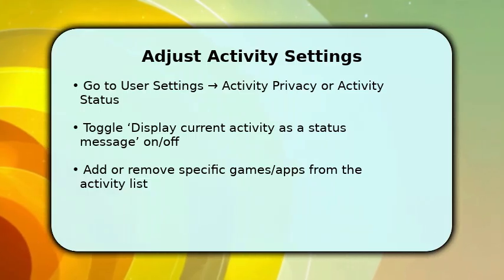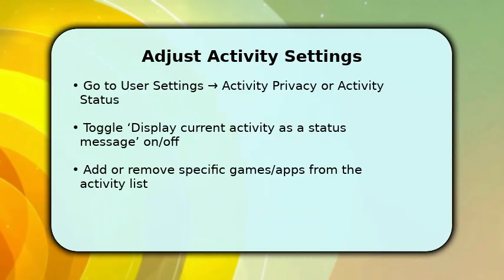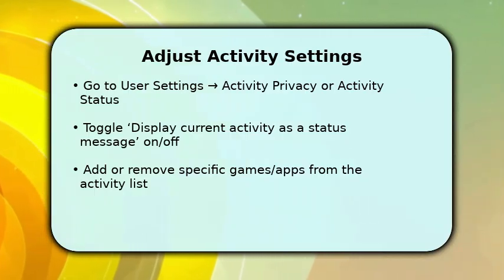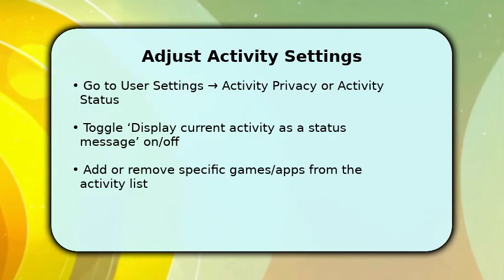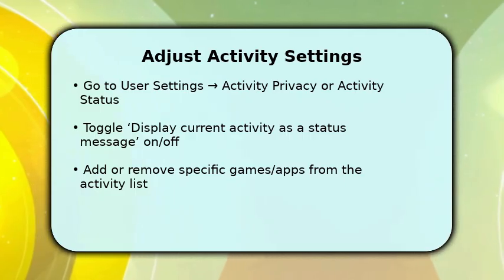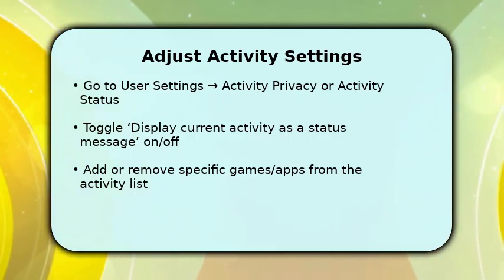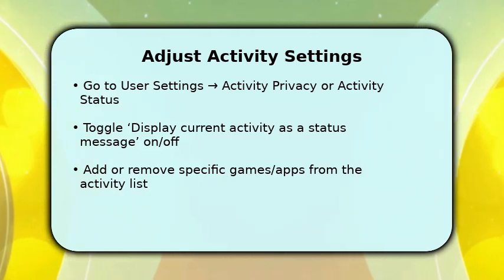Turn the Display Current Activity toggle on to publish what you're doing or off for privacy. If an app is missing, add it by launching the app then clicking Add It under Registered Games, or use the plus to manually add an executable. Once added, adjust individual app visibility. Make sure to save or confirm changes so the status updates across friends and servers.